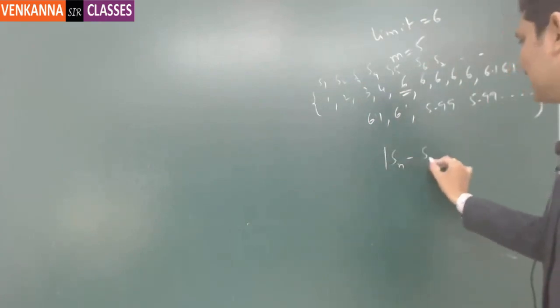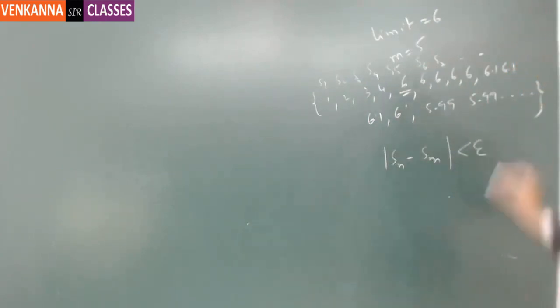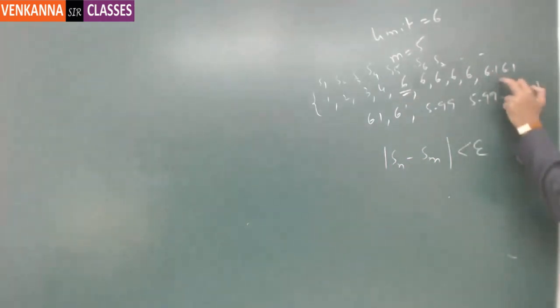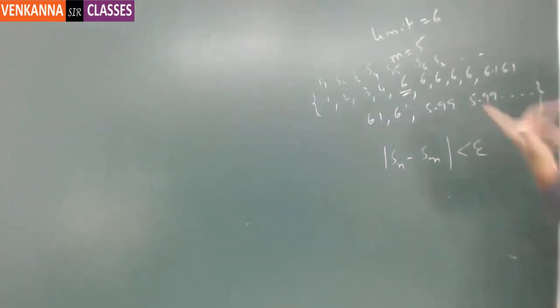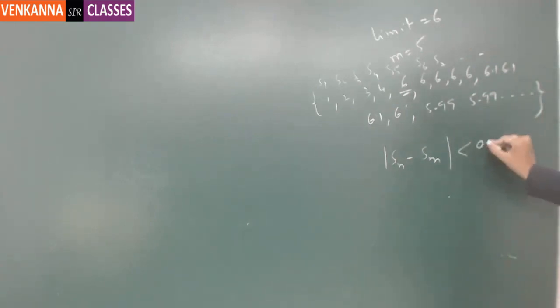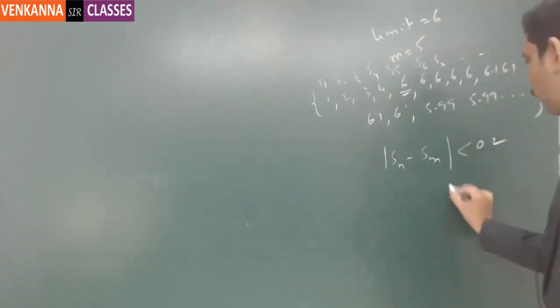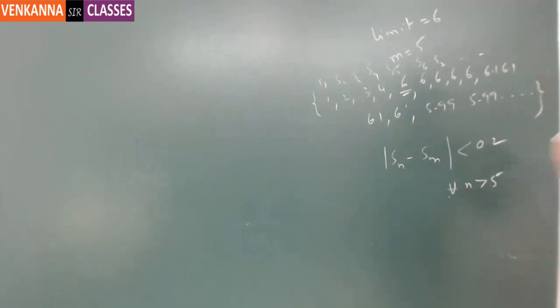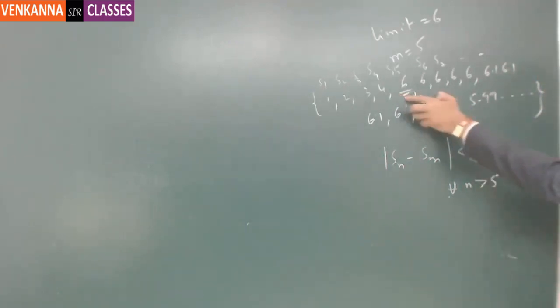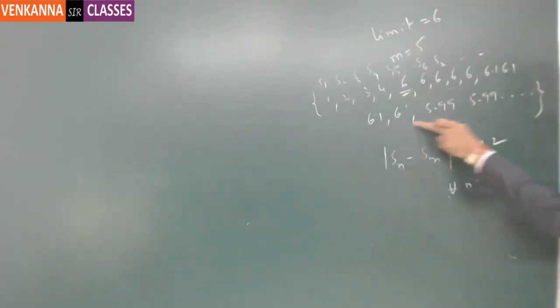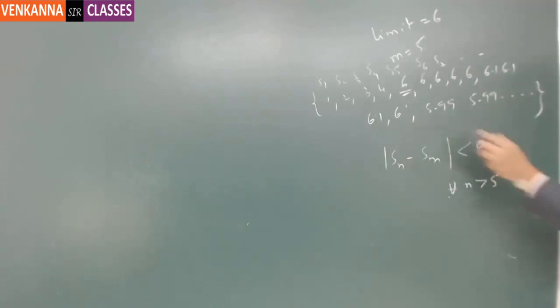Sn minus Sm is less than epsilon. You can fix epsilon. How? Here the variation is 0.1, so epsilon is nothing but you can take 0.2. So for all n greater than 5, that means from term number 5 onwards, all the values in the sequence are becoming equal with a gap of 0.2.